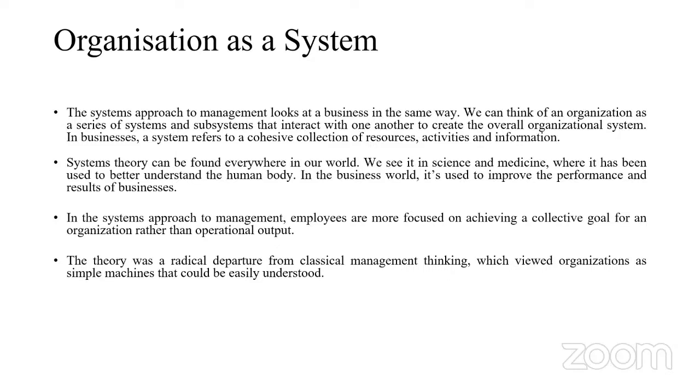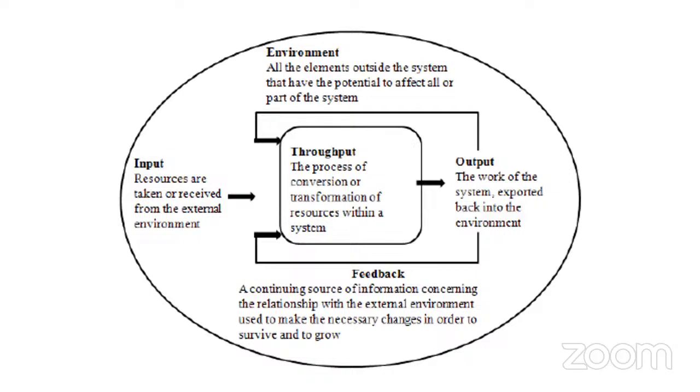And how is it different from the classical management thinking? See, yesterday's class we discussed the classical management theory. What happened in classical management theory? Organizations were viewed as just some simple machines that can be easily understood. But what does systems approach say? No, organizations are complex. They're a collection of various entities which are highly dependent on one another, which are highly connected and related to one another.